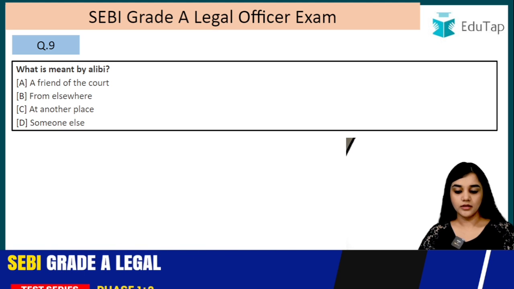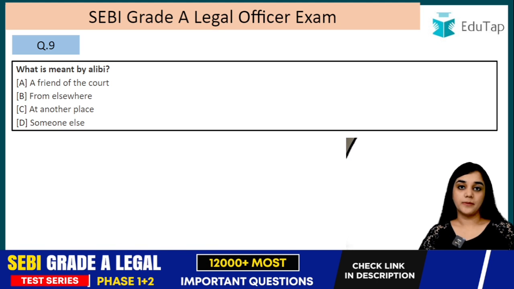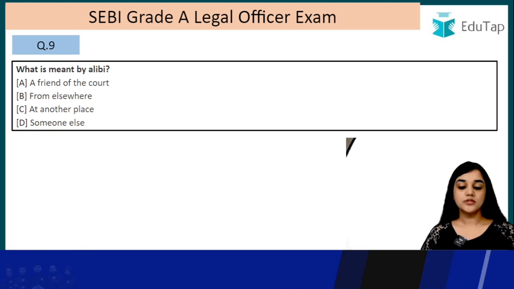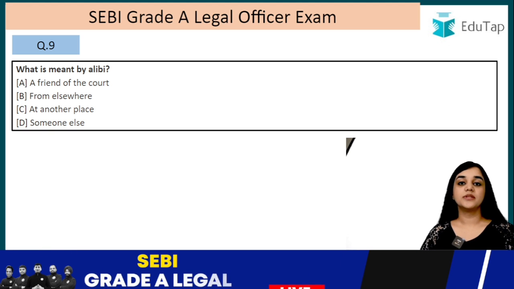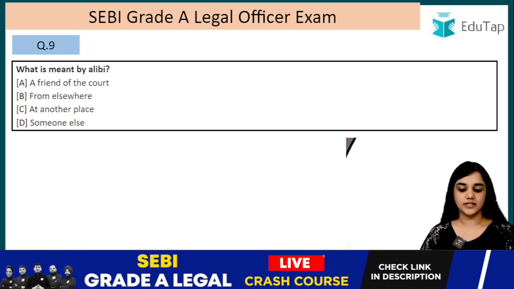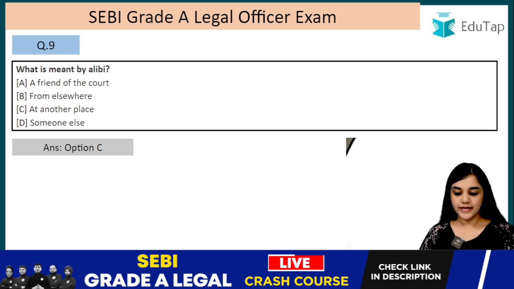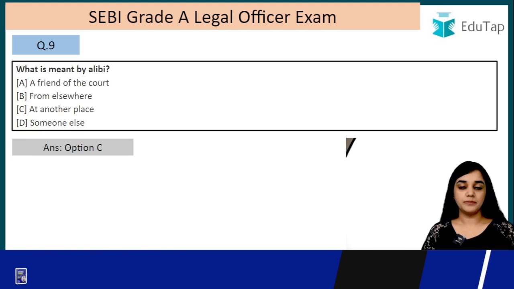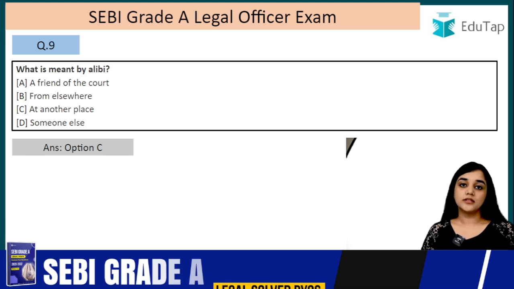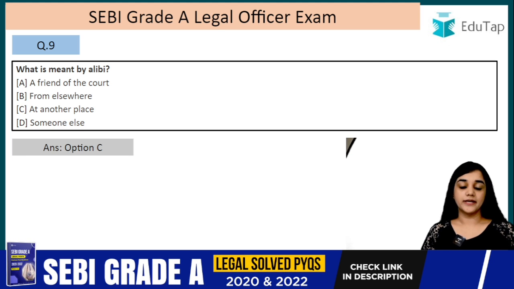Question number 9. What is meant by alibi? This is also very popularly used, and it has been given in section 11 of our Indian Evidence Act, right? So alibi means being at another place. It is a defense that a person pleads that I was at another place when the crime was being committed. I was not at the place of the crime, but I was somewhere else. So this is alibi.